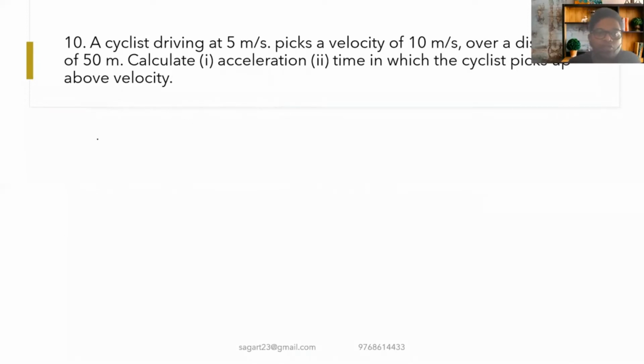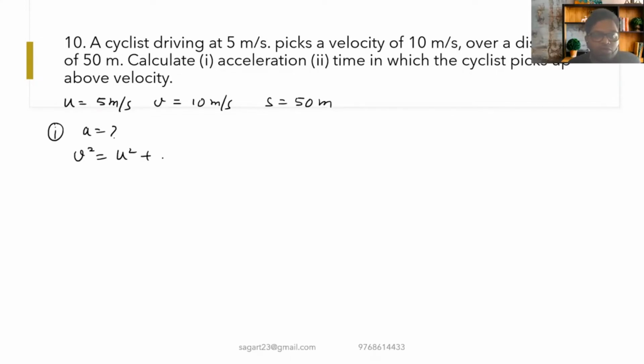A cyclist driving at 5 meter per second. So u is 5 meter per second and picks up a velocity of 10 meter per second over a distance of 50 meters. So calculate the acceleration. So let's find out acceleration. Again, there is no time. So we use v square is equal to u square plus 2as. So this is 10 square equal to 5 square plus 2 into a into 50.